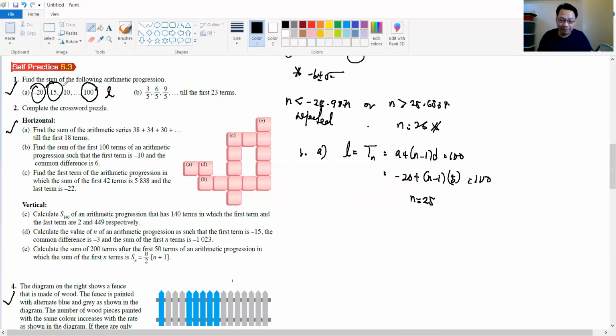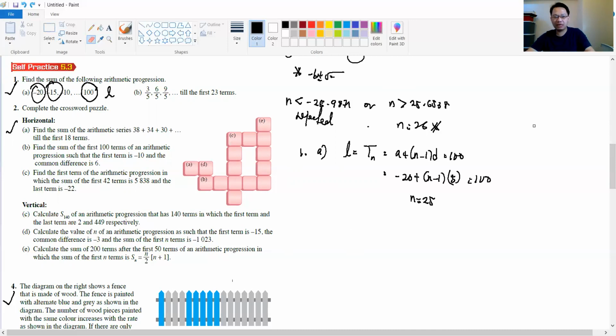So that is the first step. And then we continue to the second step. Now we want to find the sum. That means we want to find S25. Okay, S25 here. Let me rub this one first. Sorry. Undo.